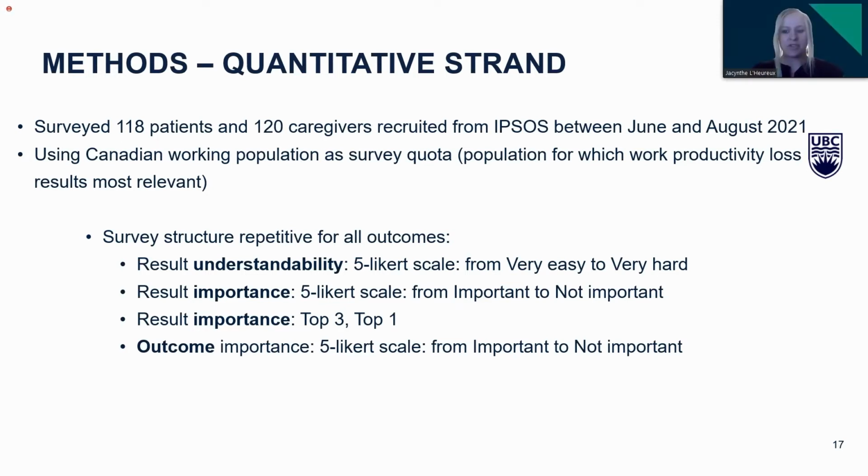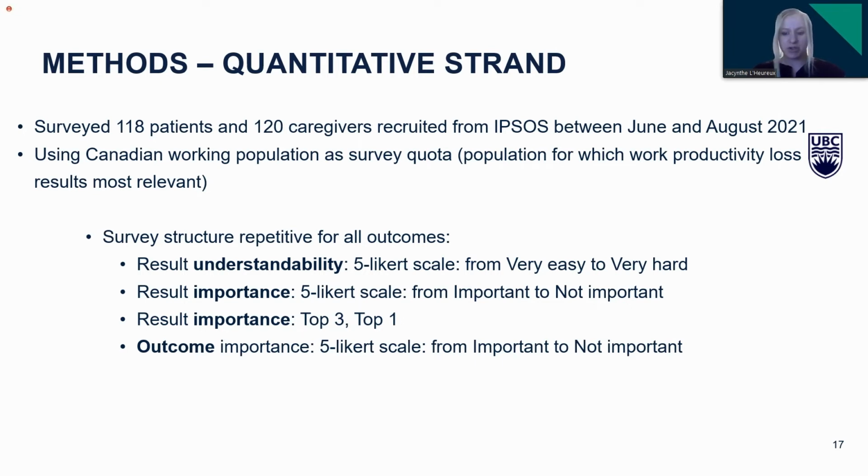Now I'm going to turn to our quantitative strand. We surveyed 118 patients and 120 caregivers between June and August 2021. We set our survey quota using the Canadian working population as targets, from whom work productivity is most relevant.